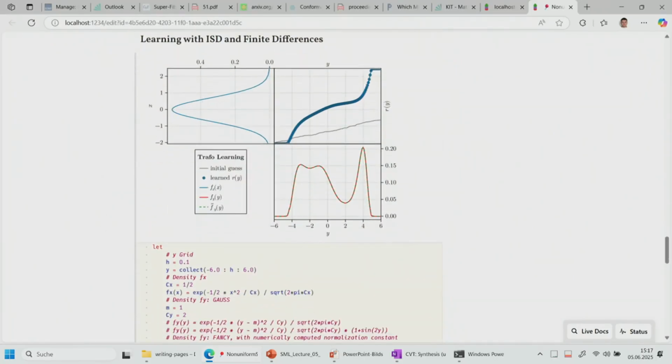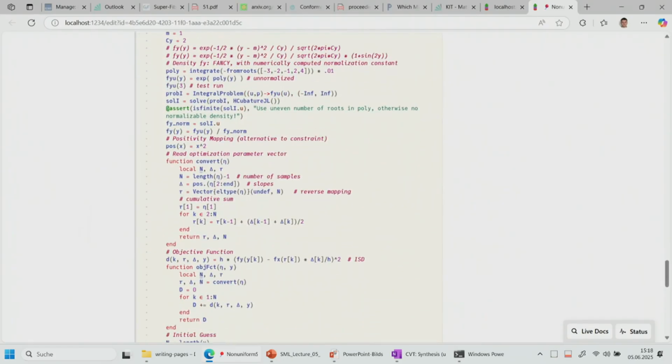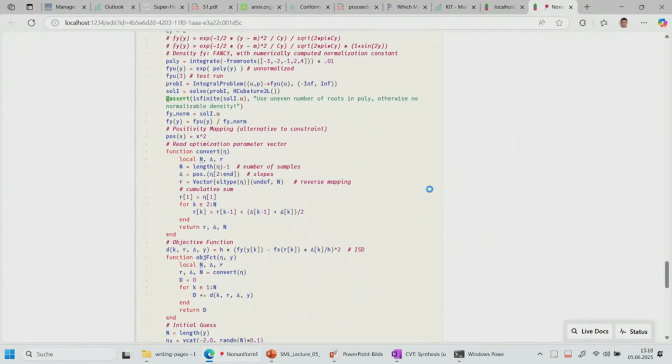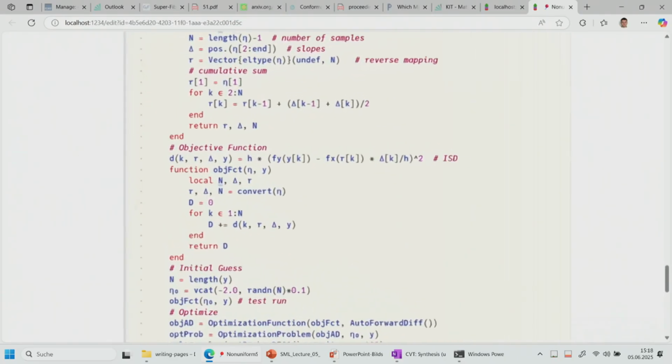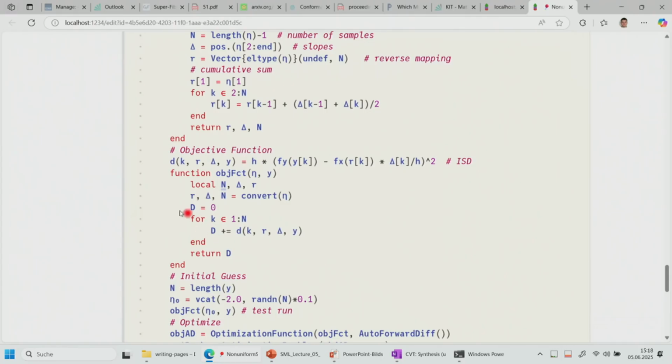Then we did a similar thing with the ISD. So the setup, I don't have to explain that to you now, is very simple. Instead of this complex positivity function, we now use x squared. That seemed to work a bit better here in that case, but otherwise we just changed the objective function. So this is the ISD, exactly as I showed you.